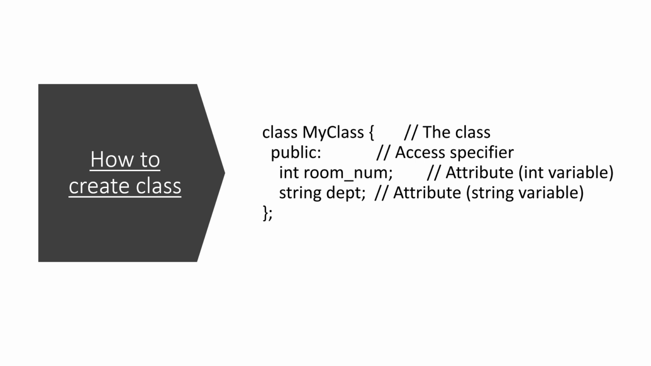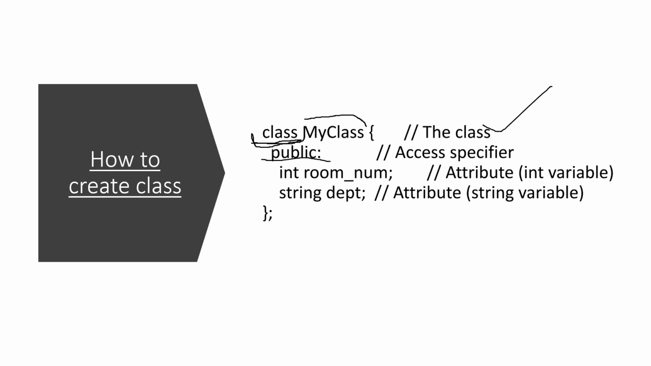All you have to do is write class, which specifies what you are creating, and then whatever name you want to give to the class. I have written my class, but you can write anything: x, y, z, etc. So this will create the class. Now we have to specify the access specifier inside the class. Since we want everyone to view it, we'll write public and then a colon.